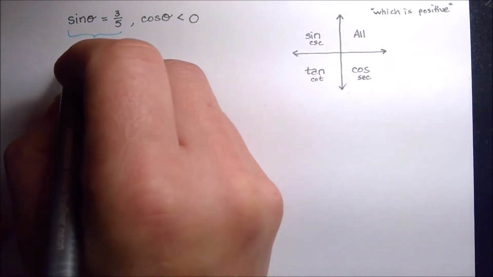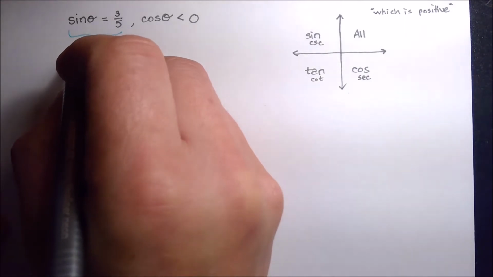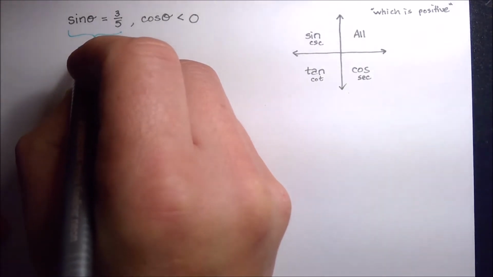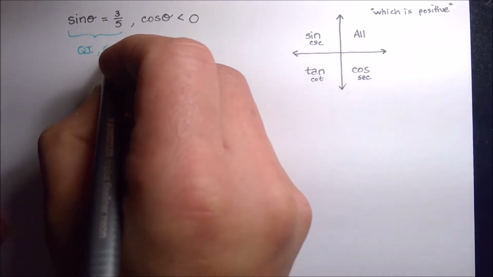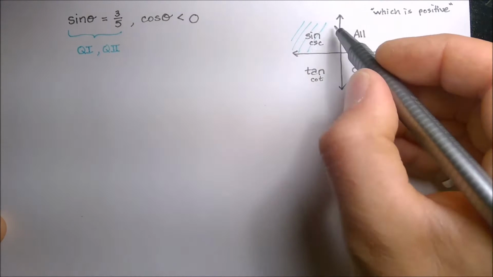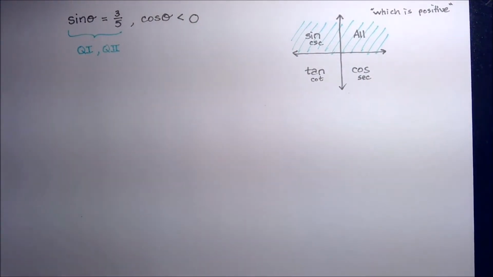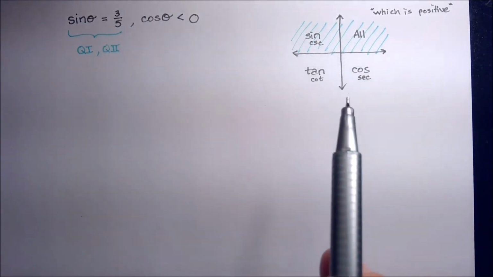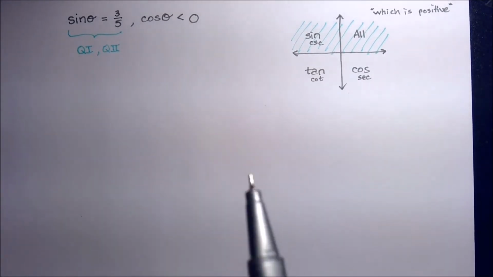So this says find the quadrants where sine is positive. That means I'm dealing with quadrant 1 because they're all, or quadrant 2, right? See this? So I'm dealing with either of these 2 quadrants. I'm not sure which, but that first piece of information tells me that angle, the angle theta, has to be in either the first or the second quadrant.